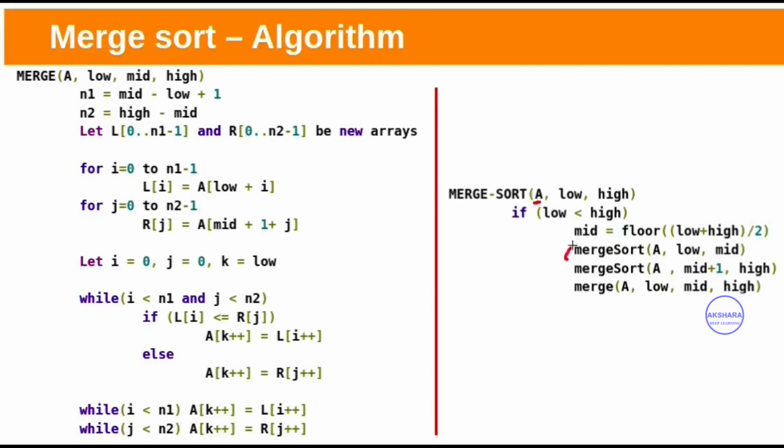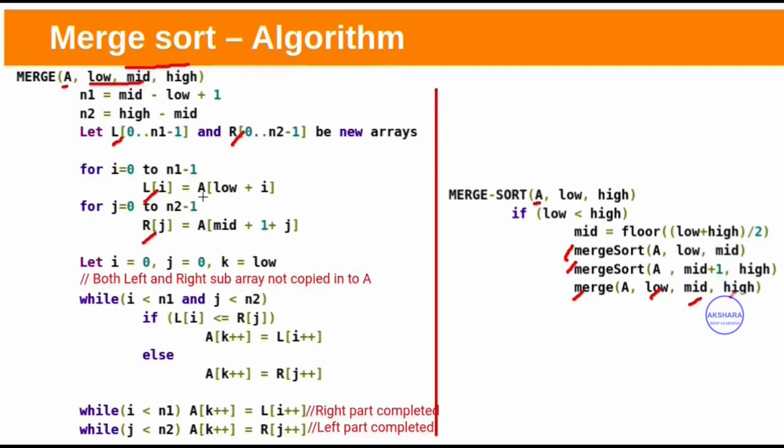When these two statements are completed, this merge will be called with low, mid and high. This merge procedure will merge the two sorted subarrays. Here we need two auxiliary arrays. Let's call the left subarray L and the right subarray R. From this array A, copy the elements from low to mid into this left subarray L. From mid plus 1 to high, copy the elements into this right subarray. Now we have copied this lower part into L and higher part into this R. We need to combine these two subarrays into a single sorted array.